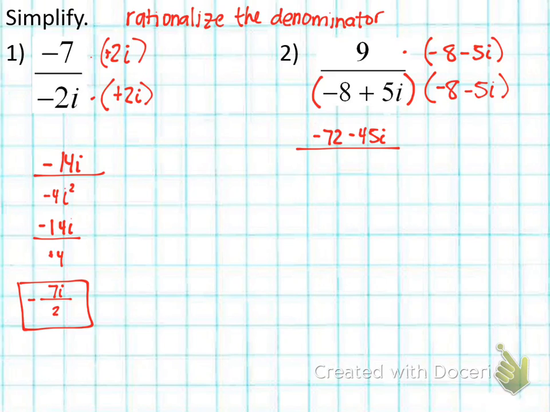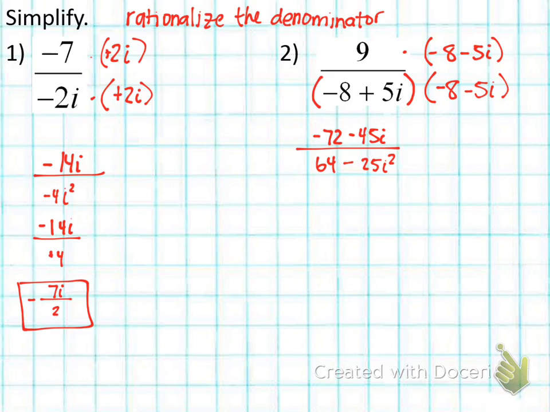Denominator. Okay, denominator is now nice because this is a difference of squares problem. This number and this number are the same. This number and this number are the same. I'm going to have to multiply it, and then we have a positive and negative. So this is a difference of squares problem. So I'm just going to multiply. Negative 8 times negative 8 is positive 64. 5i times 5i is 25i squared. And then you just put a negative sign in the middle. That's it, because it's difference of squares.